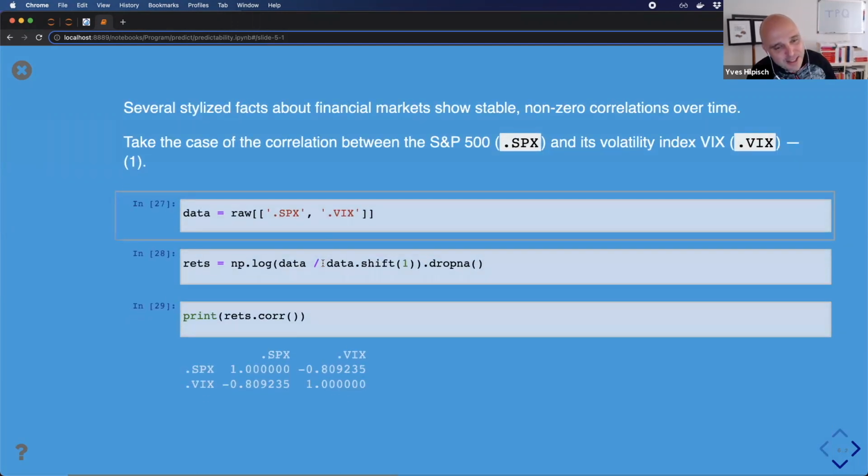And we have in the financial world many stylized facts that are related to correlations, right? So there is some stylized fact about financial markets which shows stable non-zero correlations over time, but which we cannot, and that's the basic message, exploit in terms of causation, right? And here's the well-known case of the S&P 500 and the VIX volatility index, where we can easily derive that the two of them are highly negatively correlated. So with minus 0.8, I mean, this is really a high non-zero correlation, a negative one, right?